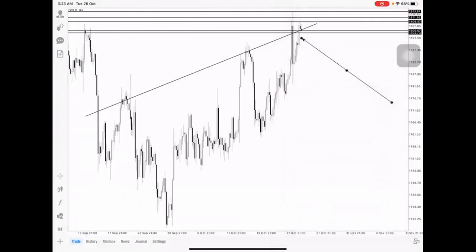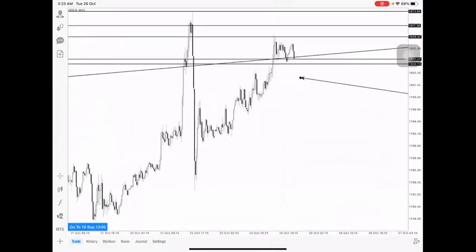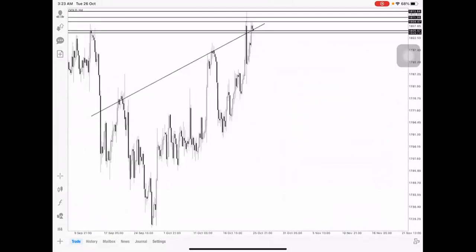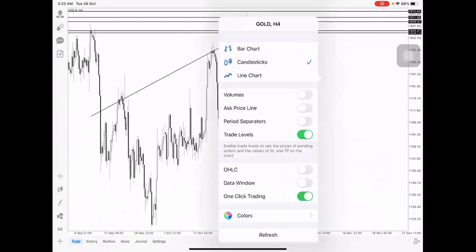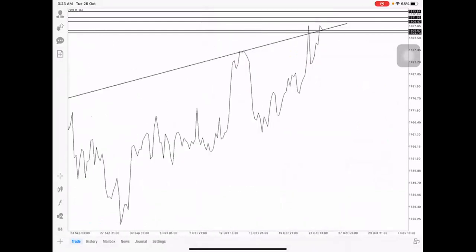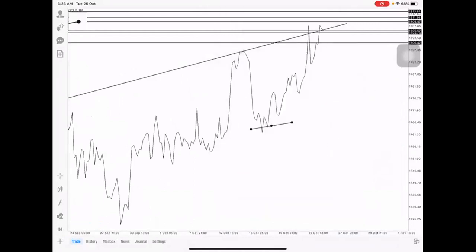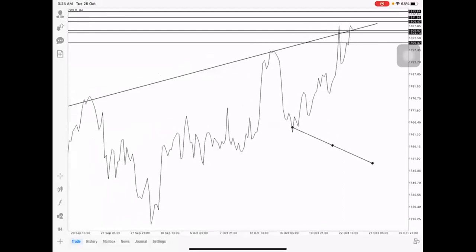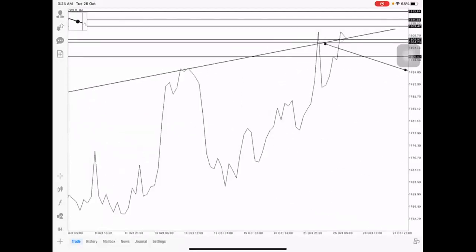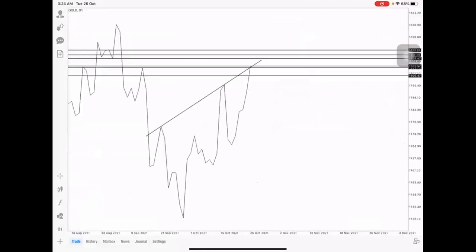For now, I think sideways, but reject. So the TP, I think this one. TP for sell. This one first, okay. This one first, second, and the other level we go daily because of daily to daily.